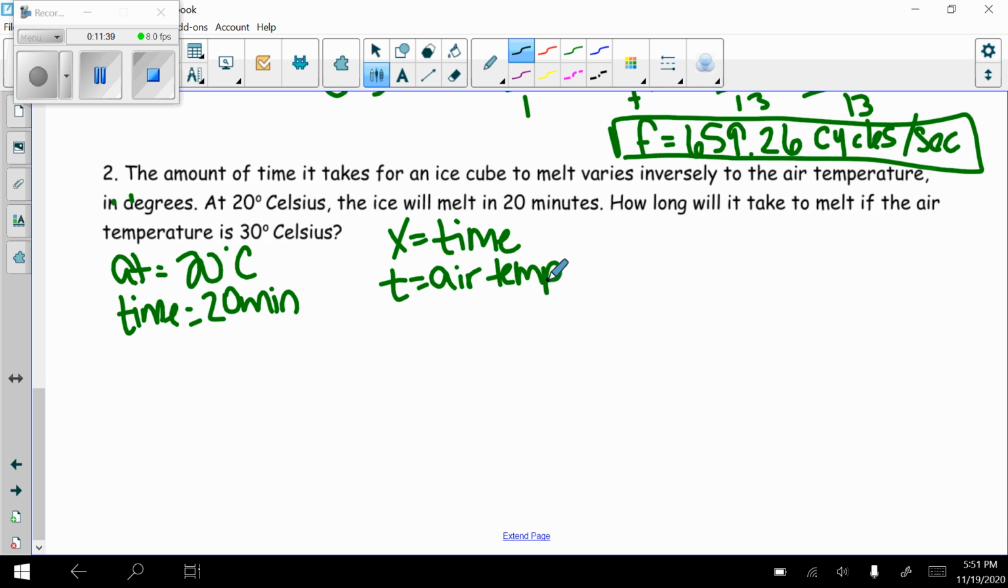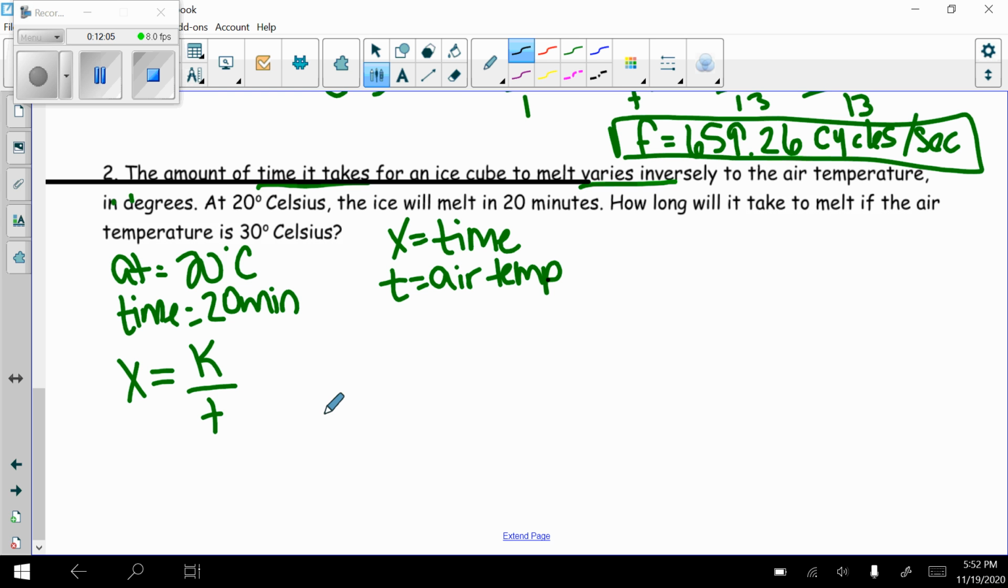So it says the time varies inversely. So varies inversely, this is like my equals. So my time I called X. So X equals some K over my temperature, T. I know my air temperature and my time. I can find my K. So the time was 20 minutes. So 20 equals K over 20 degrees.